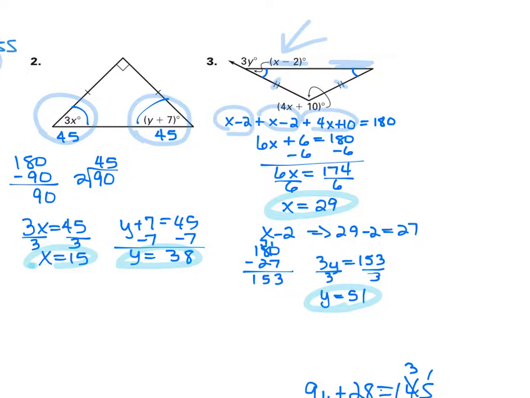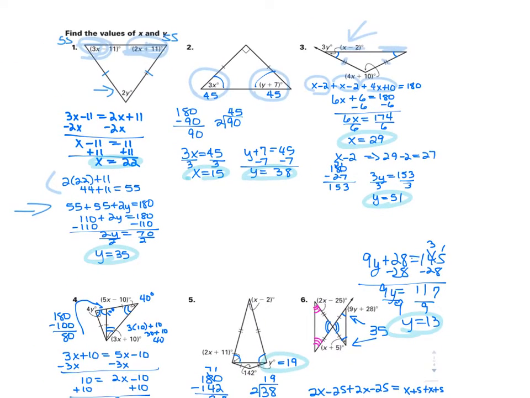All right, so then once I found the interior angle, it's a linear pair with the 3y. So then I just do 3y equals the 153. And then divide by 3 and I get 51. Everybody good on 3? All right, let's go to 4.